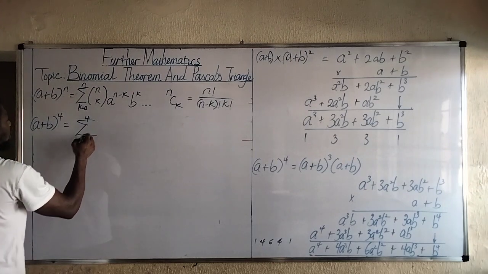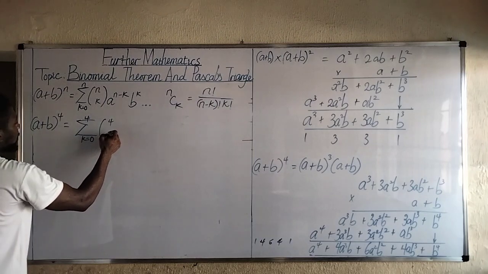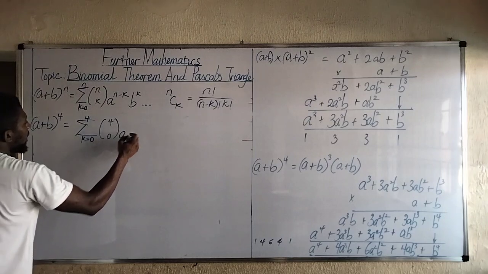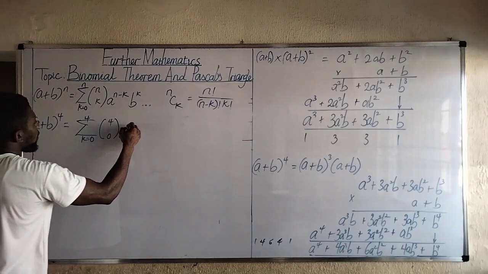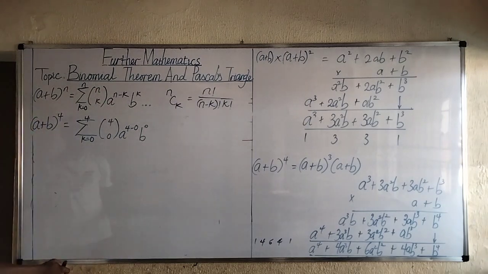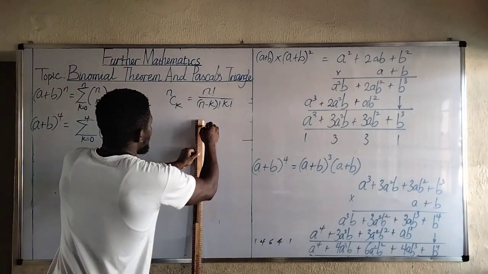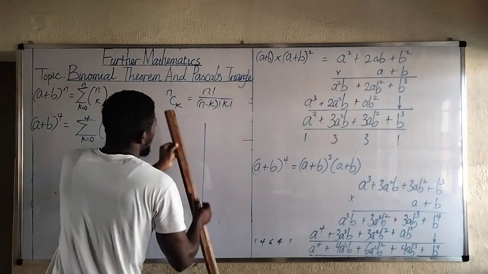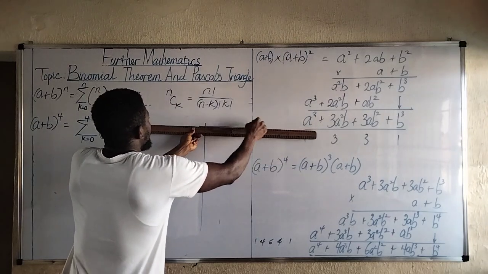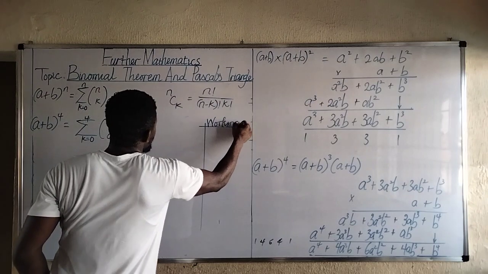So we start with the first one, summation. n is now 4, k is equal to 0, and we have 4 combination 0, multiplying a raised to power 4 minus 0 and b raised to power 0. Okay, let's see what this gives us. Let me cut out some part here and call it my working space. Alright, having cut out this space, let's start.